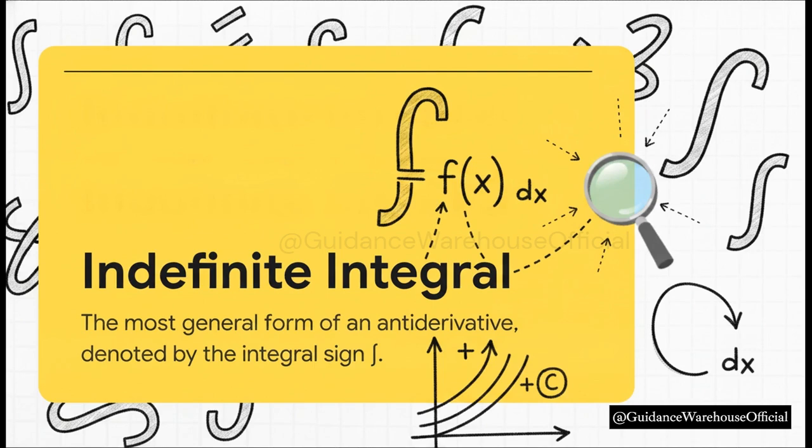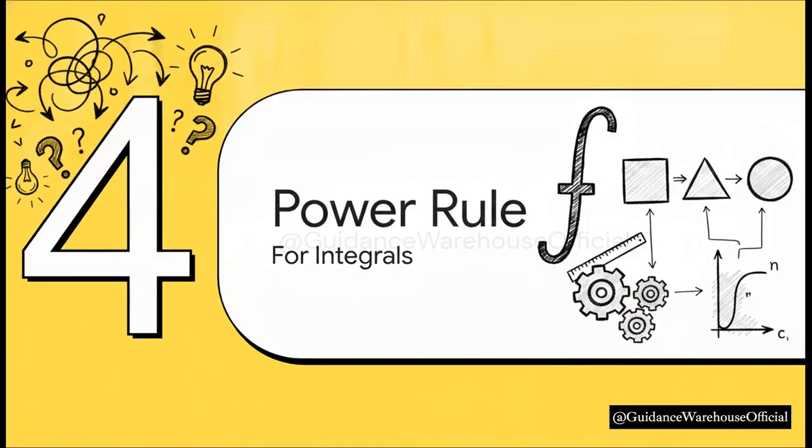Whenever you see this exact expression, treat it as a command. It's explicitly asking you for the most general form of the antiderivative, which we write as capital F of x plus c. Section 4. Power Rule for Integrals.